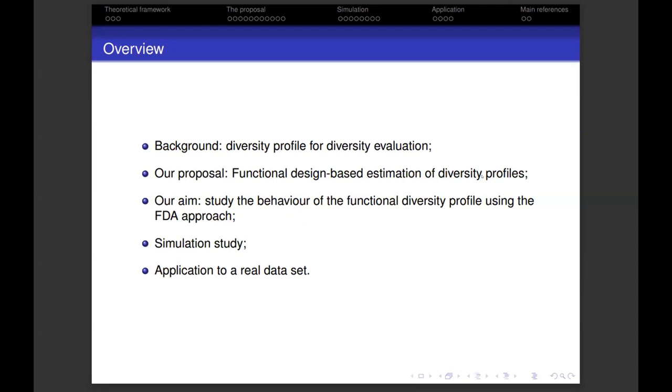Just a little overview of my speech. First of all, I give a little background on the diversity profile and its evaluation. However, we show that there are some drawbacks in evaluating biodiversity using the diversity profile. So I have a proposal using functional data analysis, because the diversity profile can be seen as a convex curve. So I move the evaluation of biodiversity into the tools of functional data analysis. A simulation study is then done to evaluate the performance of our proposal, along with an application on real data sets.